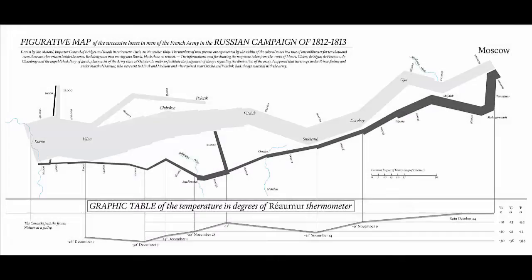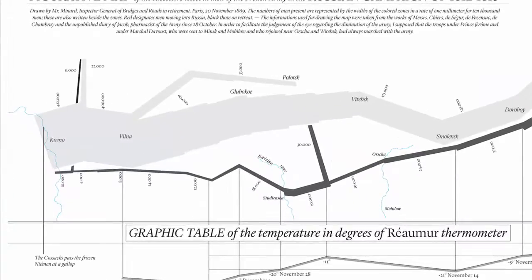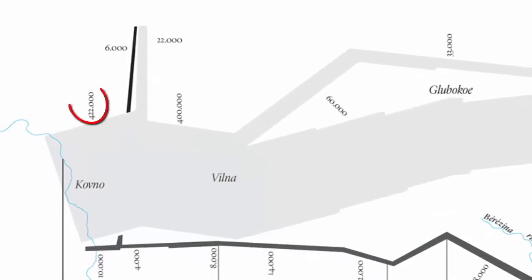Take a moment to study the map. This map may not look like a traditional map, but it communicates information about places very effectively. Starting from the far left of the map, the wide, light gray line represents the size of Napoleon's army as it started out from Kovno in present-day Lithuania with 422,000 men.